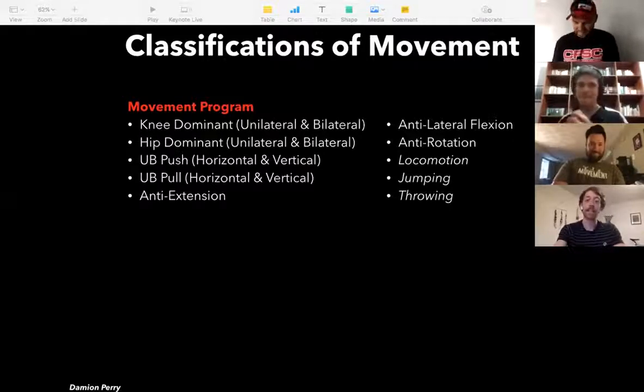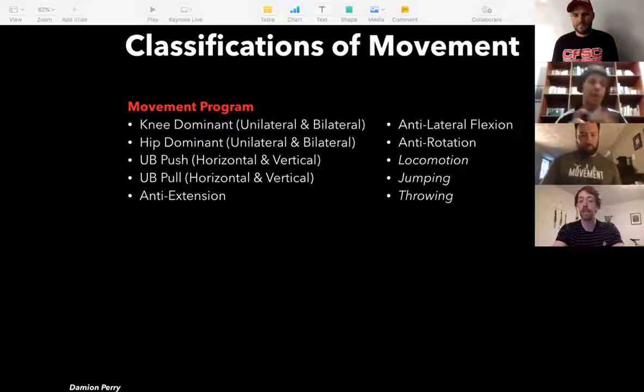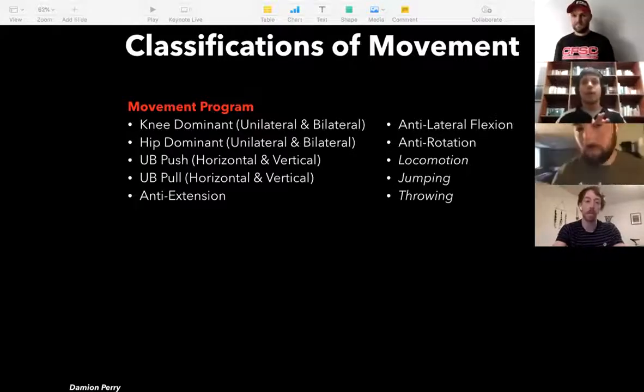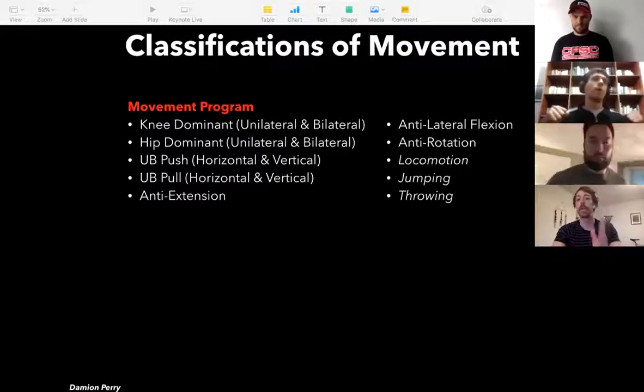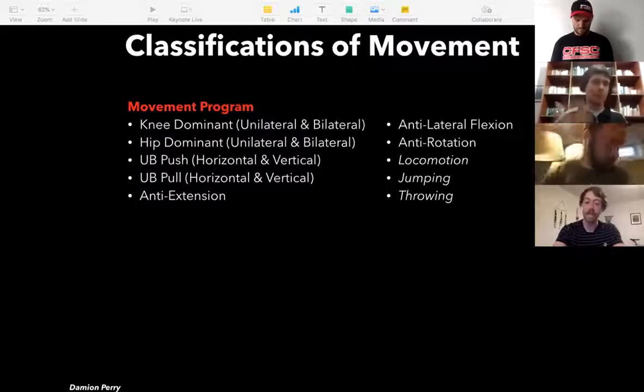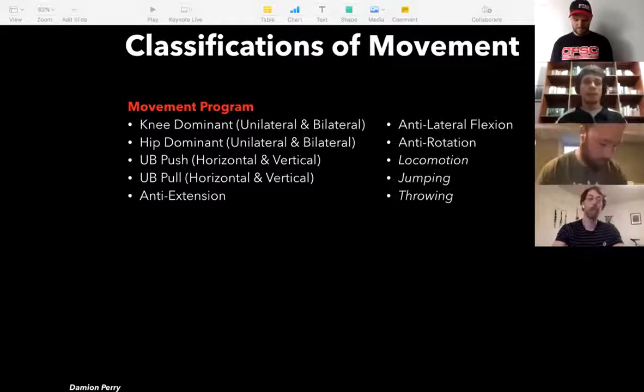But this is our basic CFSC model, right? We have knee dominant exercises, hip dominant exercises, unilateral and bilateral for both of those, right? So we're going to have things that are a little bit more oriented towards using one thing or the other in regards to hip and knee dominant. Upper body push, upper body pull, horizontal and vertical. We can go up and down, we can go forward and backward. It's going to vary on what you need and what you're trying to fill for a bucket.